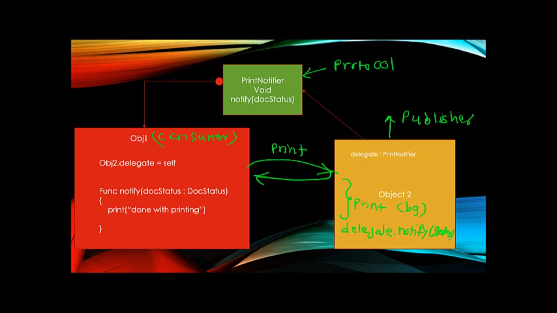So basically you are creating a pointer to object 1 inside object 2, right? So whenever object 2 is done with the printer, it's going to call delegate.printNotify, which in turn calls the object2.delegate, and it implements this particular method. So this is how protocol and delegate works.